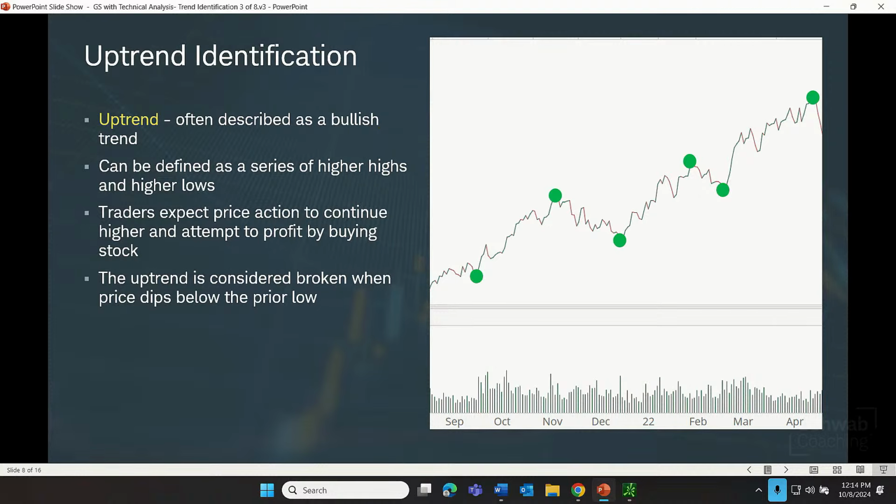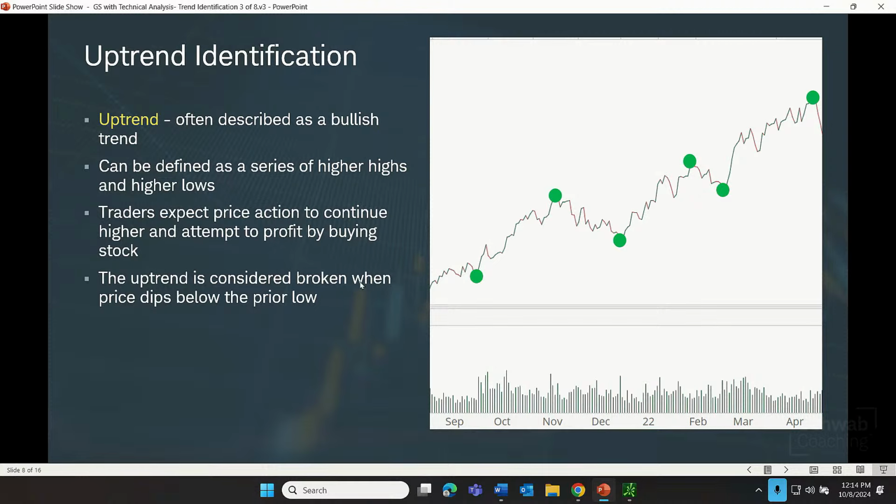Now, traders can expect the price action to continue going higher, the assumption here being that there's an imbalance between buyers and sellers. The buyers have control, pushing price higher, and the assumption is that that's likely to continue. And those traders will then attempt to profit by buying the stock or engaging in other bullish strategies on derivatives of that stock. We're going to stick with just stock examples in this series.